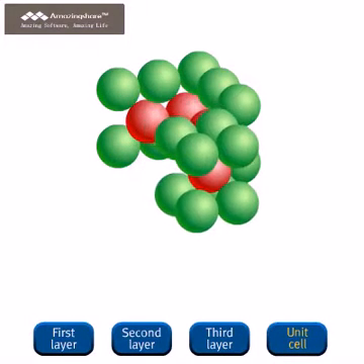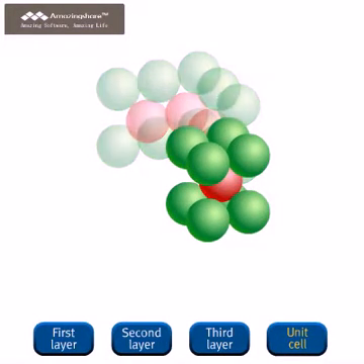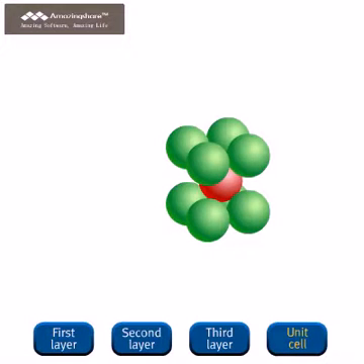The smallest repeating unit of a crystal lattice is called the unit cell. The unit cell of a body-centered cubic packed structure is a body-centered cubic unit cell. Now, let's see how many atoms are contained within one body-centered cubic unit cell.